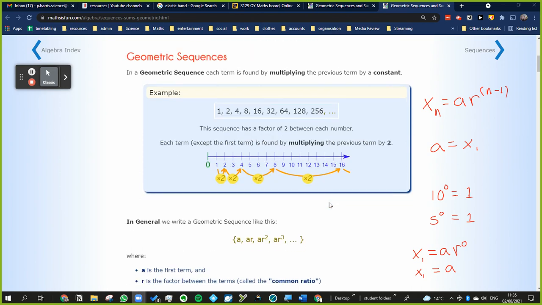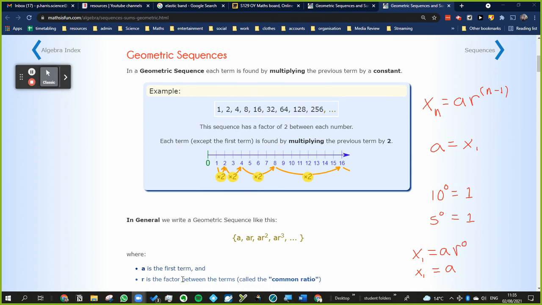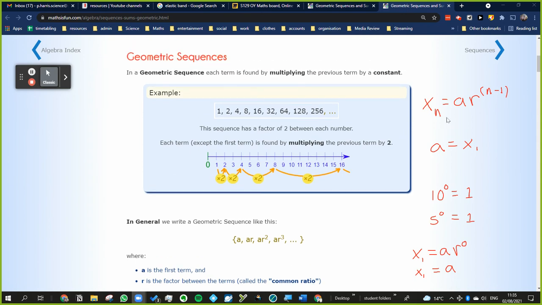So what is a geometric sequence? Well, as it says here, you multiply by the same amount each time. In this case, it started off with 1. The first term we can refer to as a this time. So a can be called the first term, or x1, and we multiply it by something called the common ratio, which we call r. It says so down here too. And then we put that to the power of n minus 1.